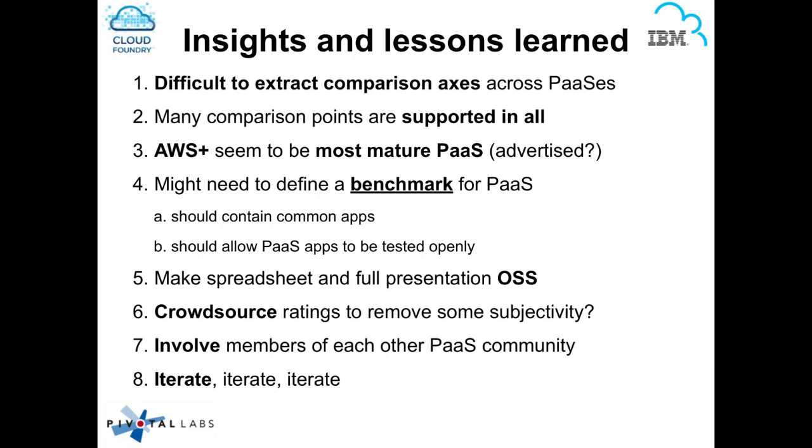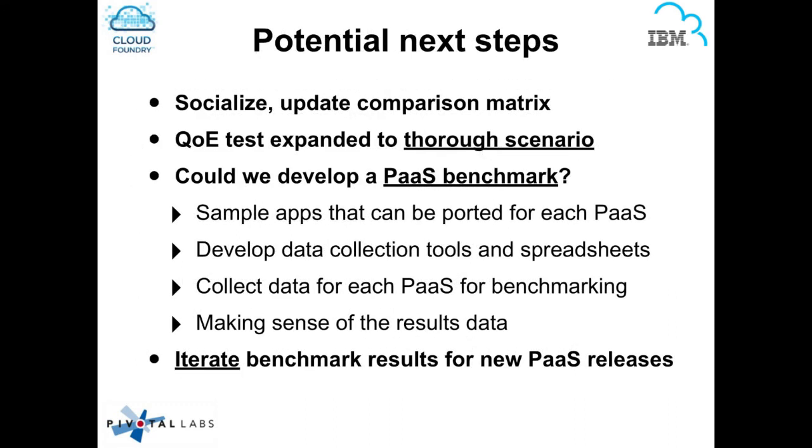Certainly the spreadsheet, we could make it open source so that other people could contribute to the data. So we could have better statistical sampling of it, crowdsourcing the ratings, and involving other people such as yourselves, right? And iterate over this. Next steps, very briefly: socializing the quality of experience scenario that James went through, having this be something that other people could go through so that we could get other quality of experience ratings. I do plan on publishing the matrix that I made and the notes that I made. We'll do the same too with this presentation, and everything else.